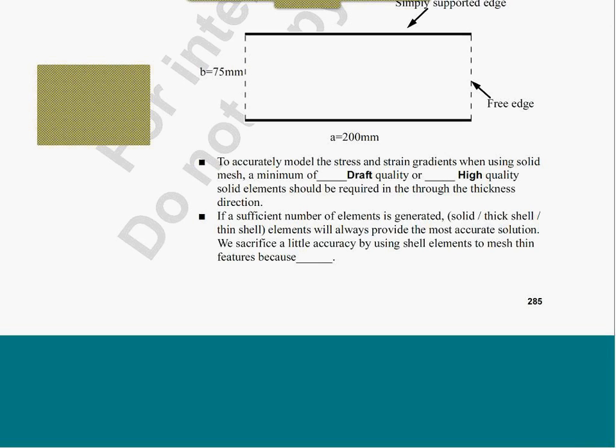If a sufficient number of elements is generated, solid, thick shell, thin elements will always provide the most accurate solution. We sacrifice a little accuracy by using shell elements to mesh thin features because, yes, C equal to draft. You are right, 2 elements for high is perfect. Okay. The last question, I think it is easy. If a sufficient number of solid elements is generated, whatever you might see, it will always provide the most accurate solution. Excellent. We sacrifice a little accuracy by using shell elements to mesh thin features because.